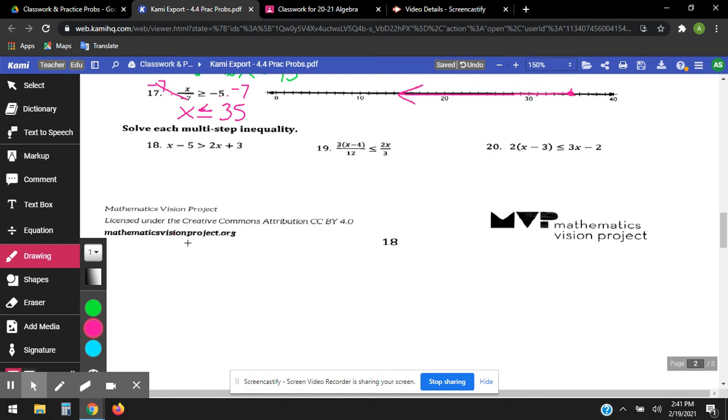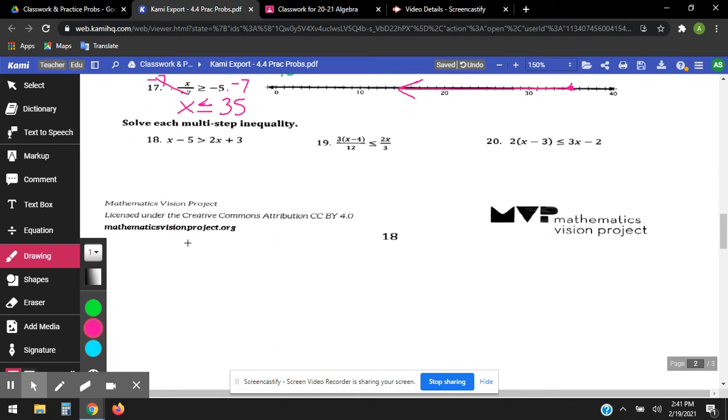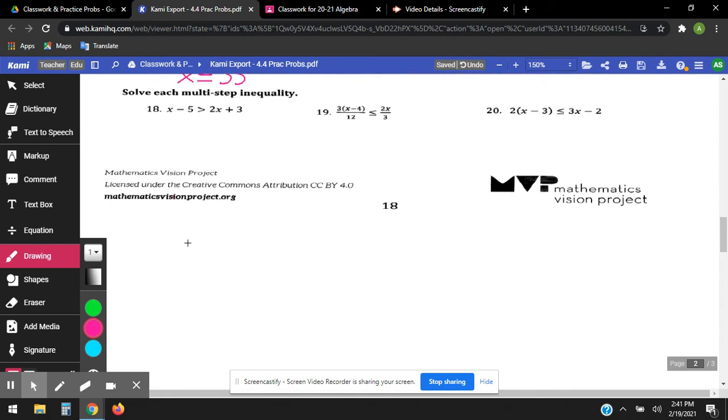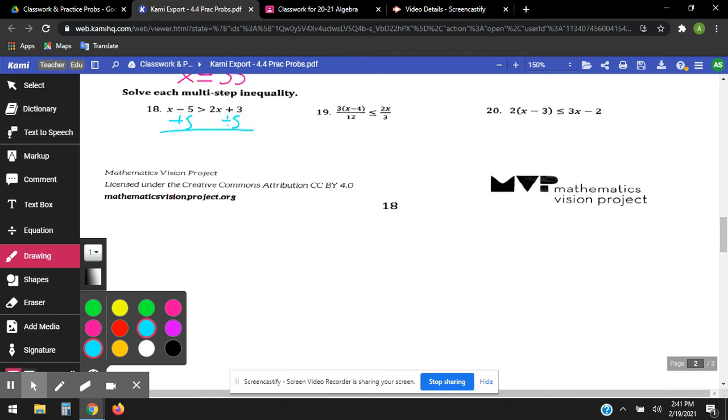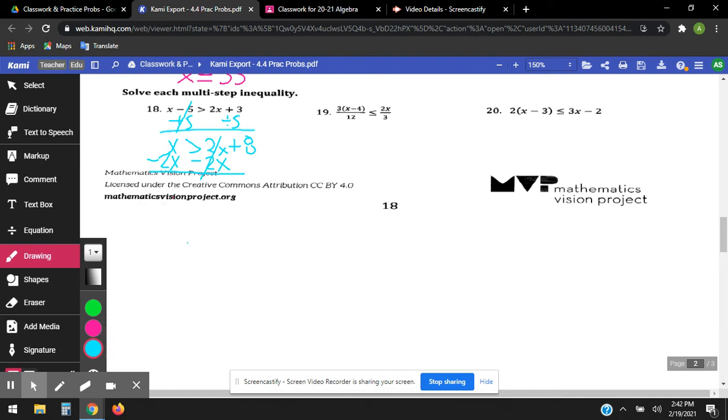Okay, solve each multi-step inequality. Okay, I'm going to use some of the space down below. I think I'm going to need it. All right, so I need the numbers on one side, the x's on the other. So let's add 5 to both sides. Those cancel. X is greater than 2x plus 8. I need to subtract 2x now. Those cancel. 1 minus 2 is negative.